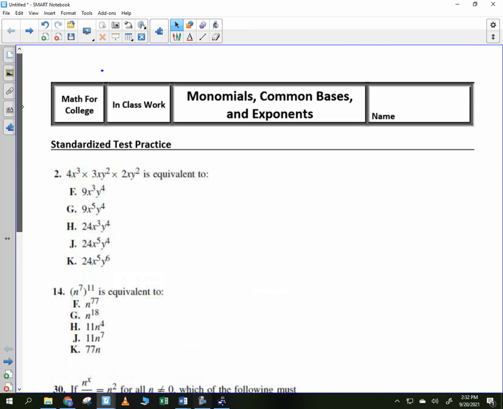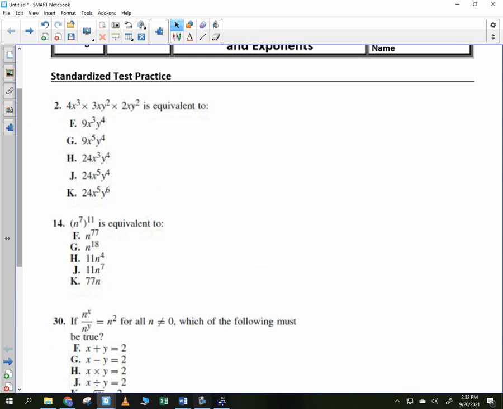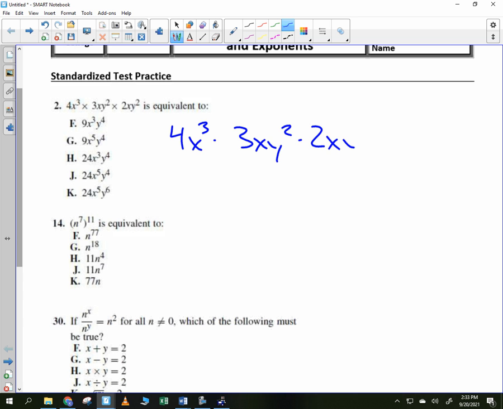Okay, let's see what we get. First one. You have the 4x cubed, the 3xy squared, and then the 2xy squared. What do you do with the 4, the 3, and the 2? And you get 24. What do you do with the x to the third and x to the first?